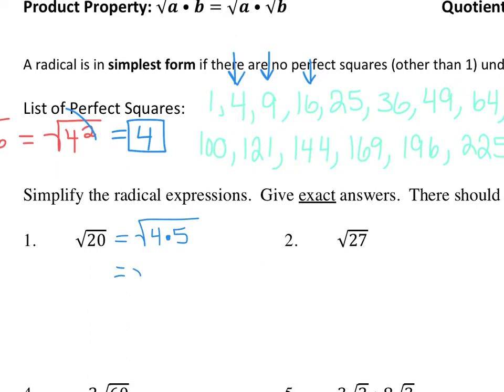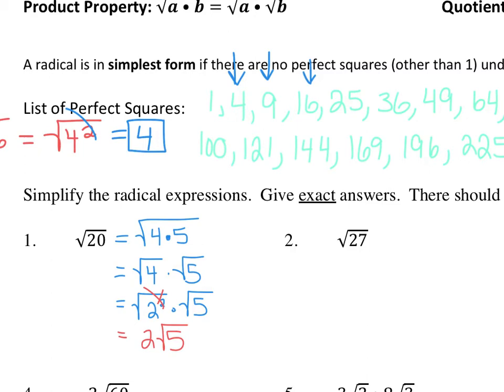Now, I could separate these. The square root of 4 times the square root of 5. And some people like to write 4 instead as 2 squared times the square root of 5. However, if you just recognize that square root of 4 is another way to write 2, that's fine too. Remember, squaring and square rooting undo each other, so I would have 2 square roots of 5.